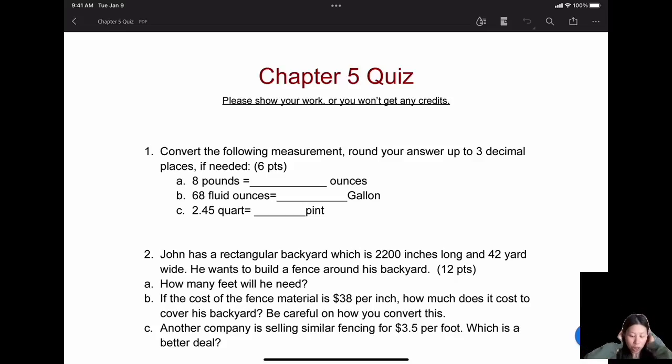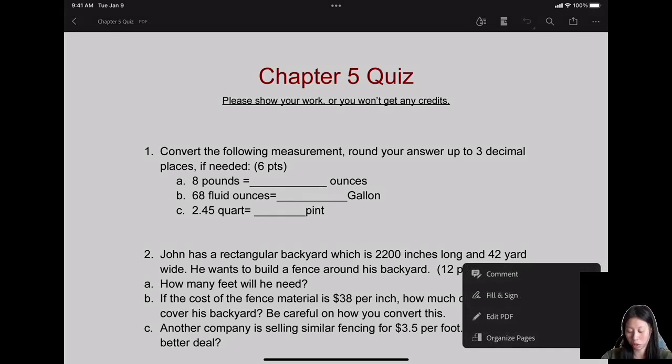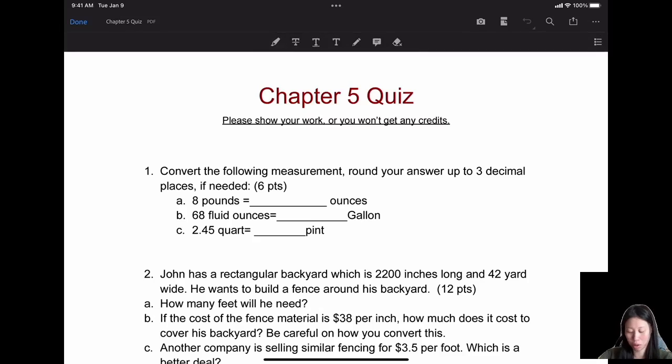Okay, in today's video, I'm going to go over the quiz, and then I'm going to tell you in which cases I will take out the points, and when you can earn some credit even though you get the wrong answer. So, okay, for number one, 8 pounds equals how many ounces? If you show your steps, you will earn some partial credit even though you didn't get the answer correct.